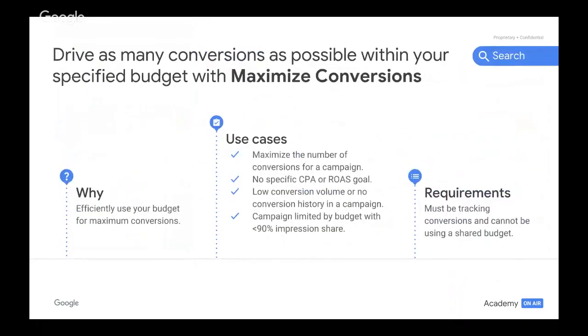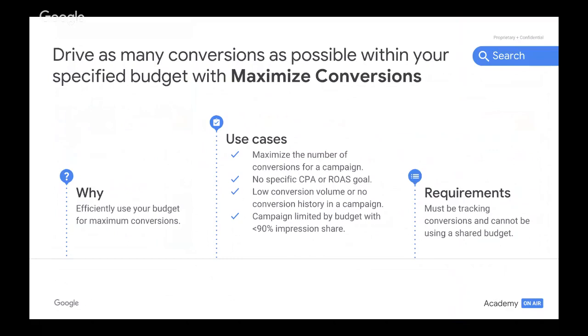But looking at maximize conversions for a moment. Maximize conversions does exactly as it says. It essentially looks to drive as many conversions as possible within a specified budget. And the great thing with maximize conversions and with target CPA, as Dave mentioned earlier, is that we don't have any threshold needed in terms of conversion data. So you can start from 0 conversions at a campaign level with maximize conversions, no problem. It's available to you straight away.